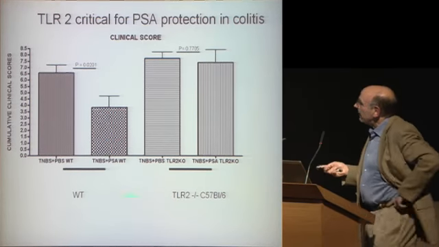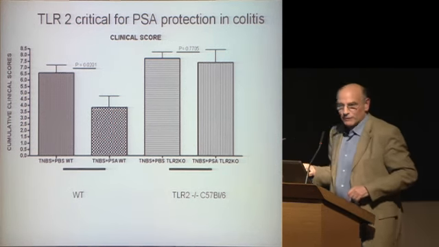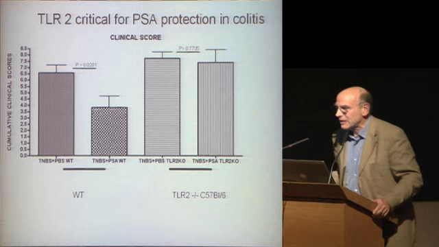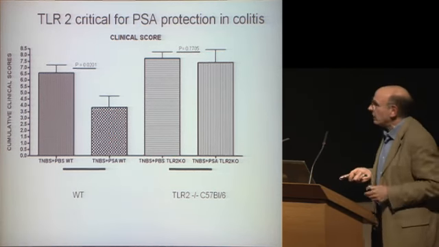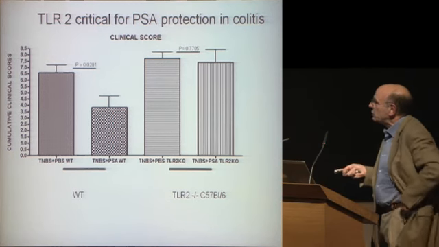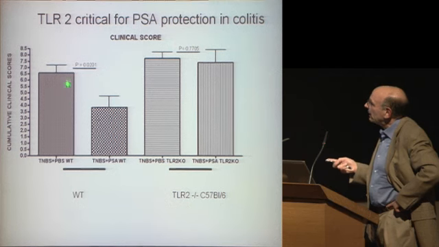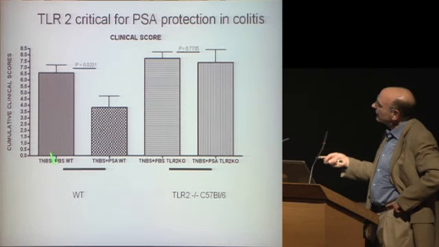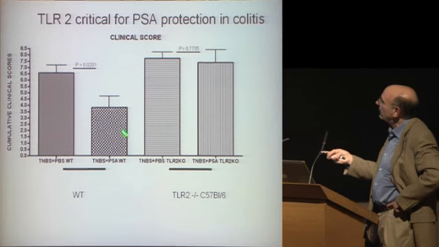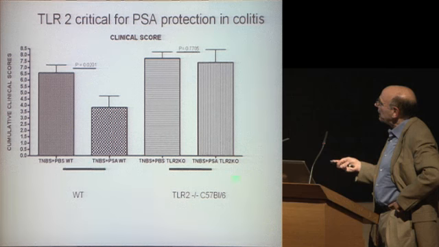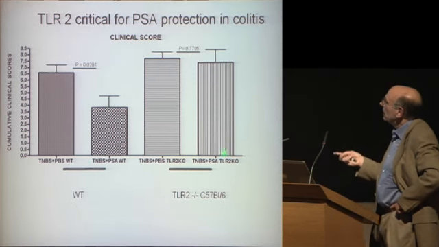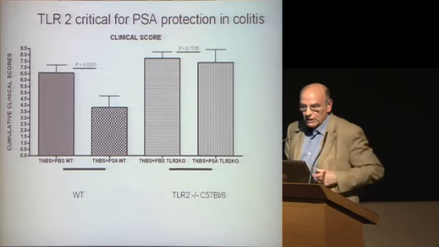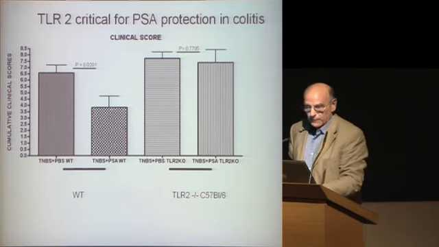And in another model of colitis, I got tired of 2-month models, so we switched to TNBS, which is a chemical model of colitis, presumably mediated primarily by the adaptive immune system, and this has been shown by several groups. And PSA also protected in this model. This is clinical score here, and the protective effect is here, but not in mice that were TLR2 knockouts. There was no longer a protective effect of PSA. So the in vivo and the in vitro data seem to correlate with each other quite well.